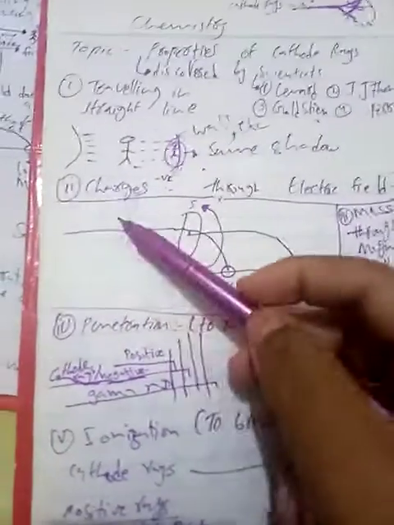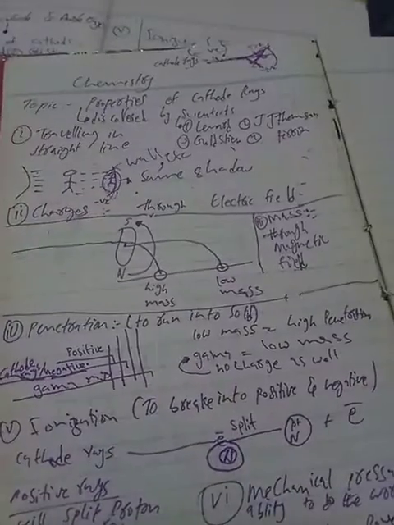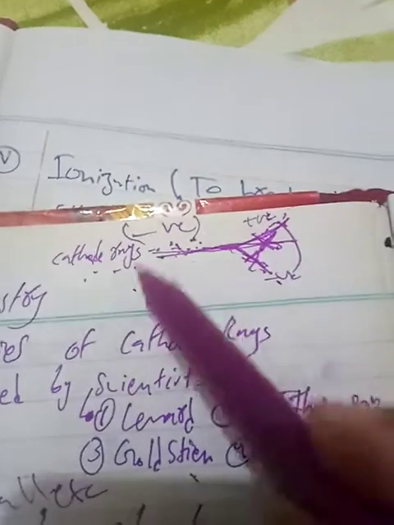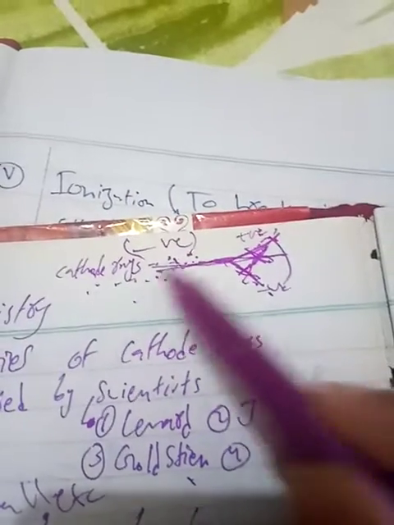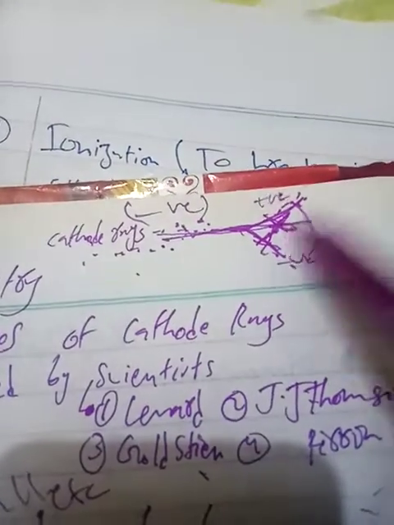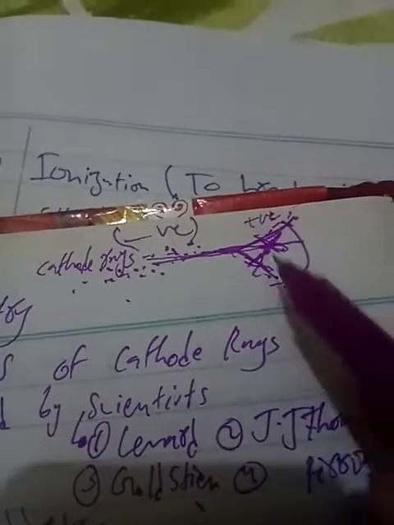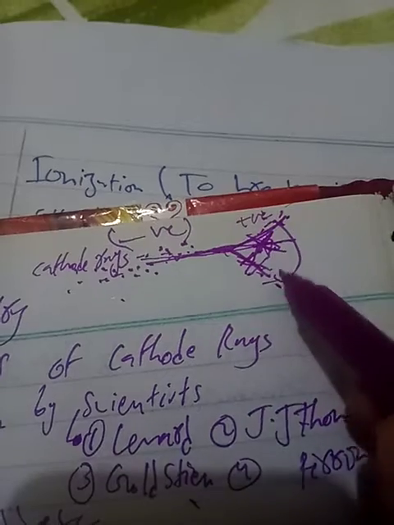The second property which they discovered was charge, and the experiment for charge was done with the help of an electric field, and the experiment is given here. When cathode rays pass, they were bent towards the positive charge, so they thought that if this is bending towards the positive charge, it means it has some charge, and that charge should be negative because it is turning towards the positive side, and it didn't turn there, and it didn't turn there as well. So that's why they gave it a negative charge.